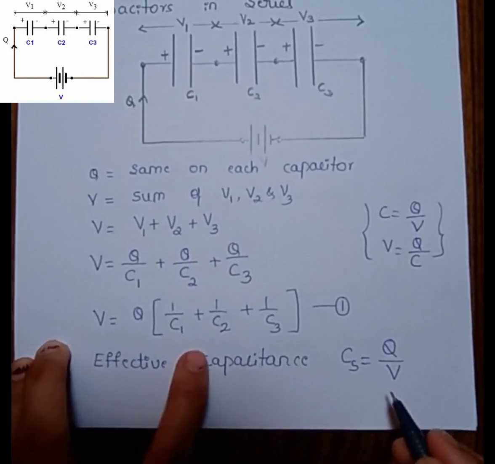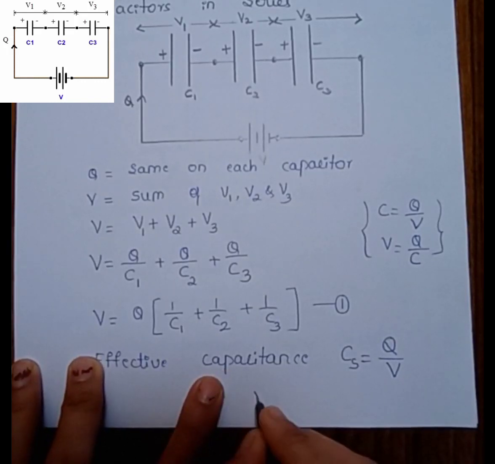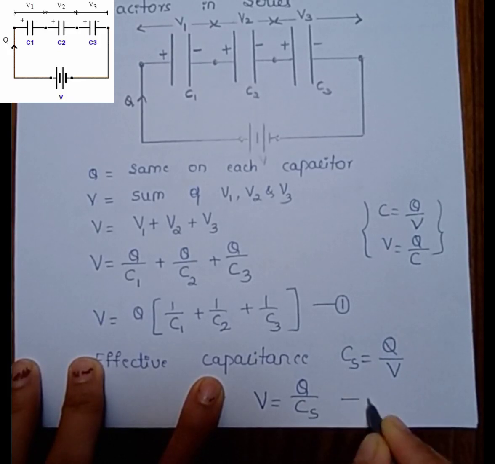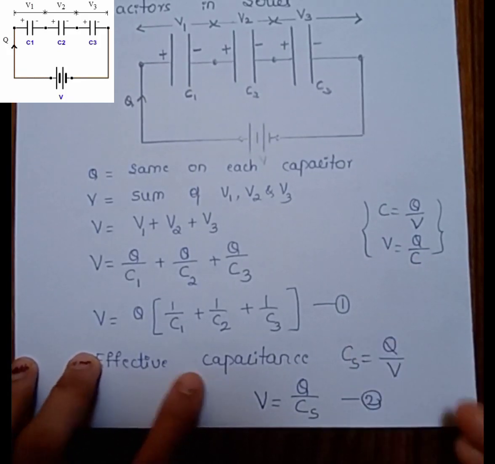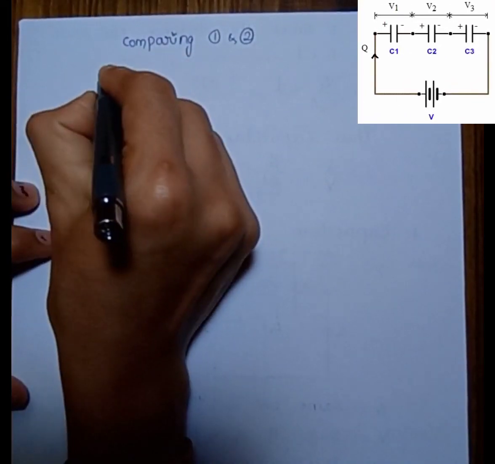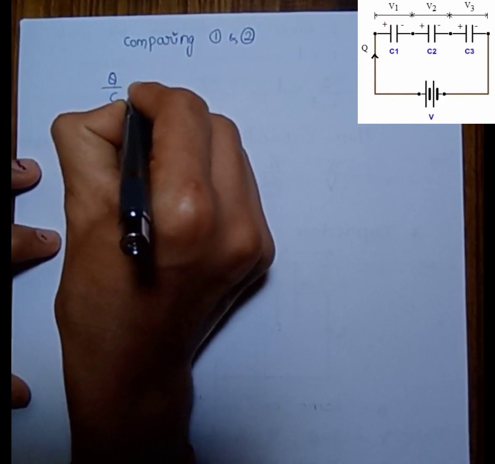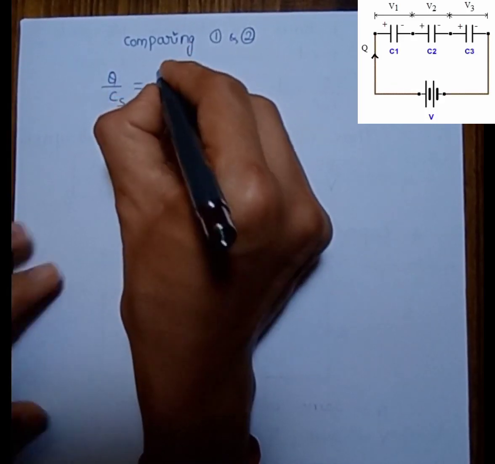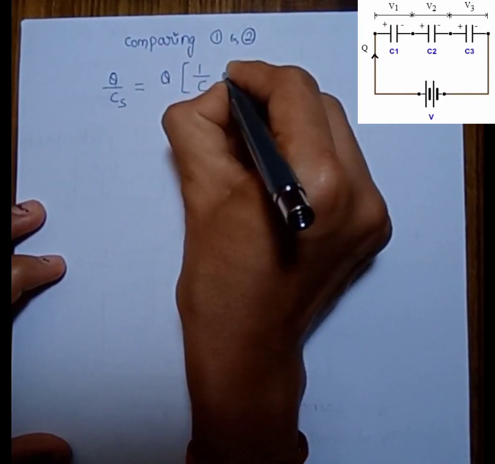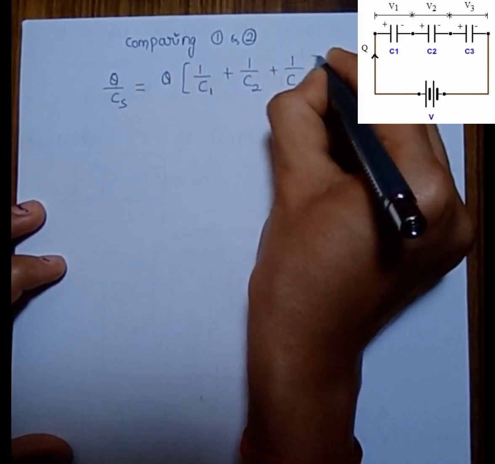And effective capacitance Cs is equal to Q divided by V. Therefore, the value of V is equal to Q divided by Cs. Now compare equation 1 and equation 2. Q divided by Cs is equal to Q into 1 divided by C1 plus 1 divided by C2 plus 1 divided by C3.